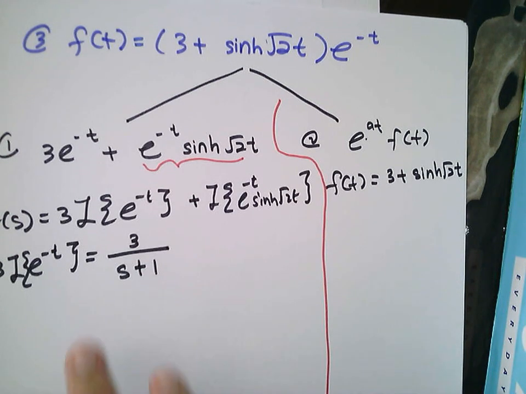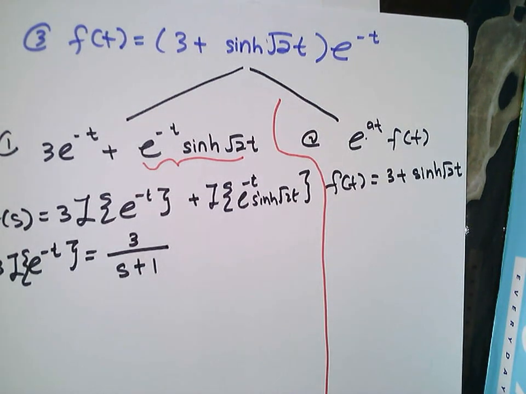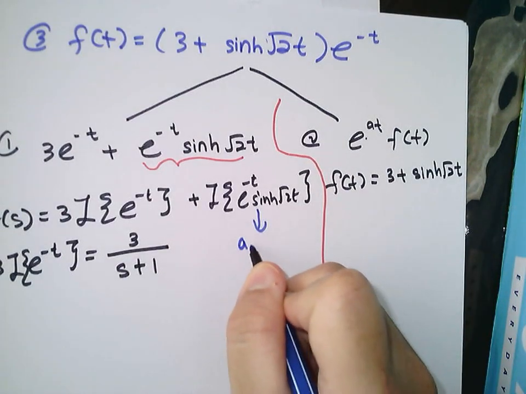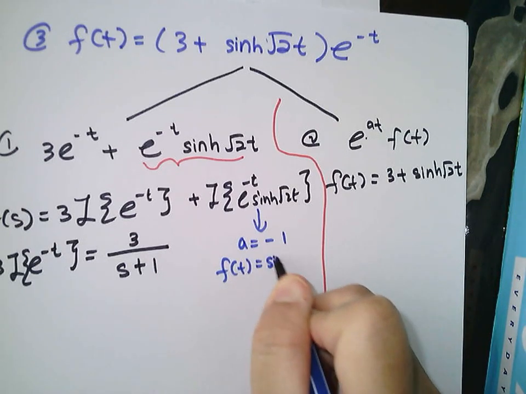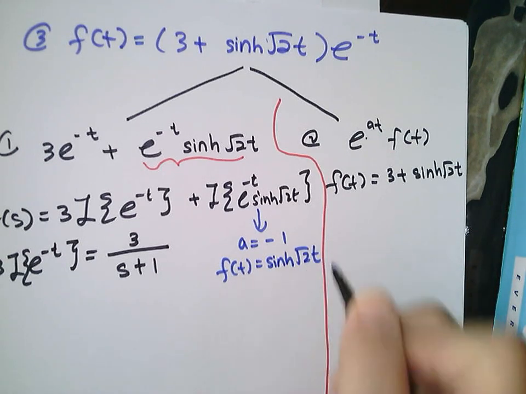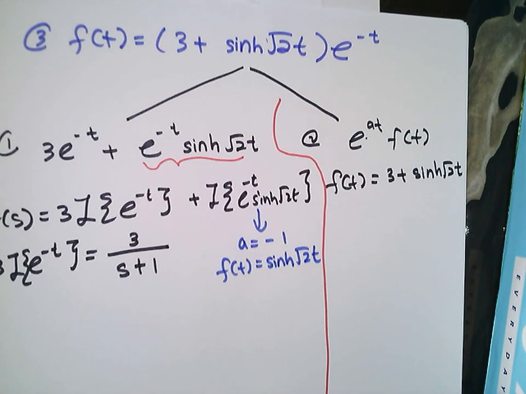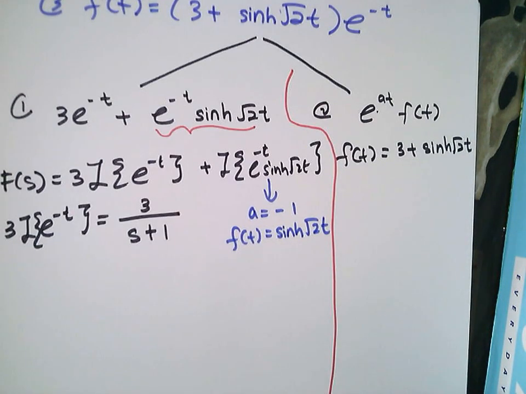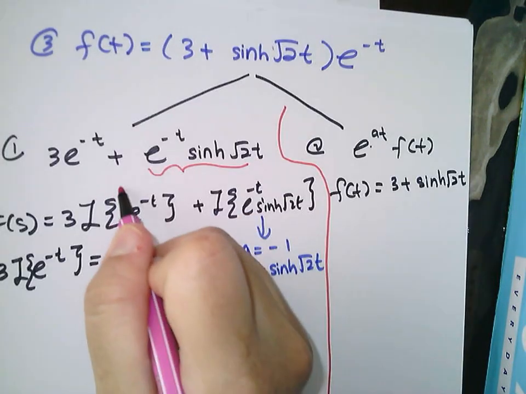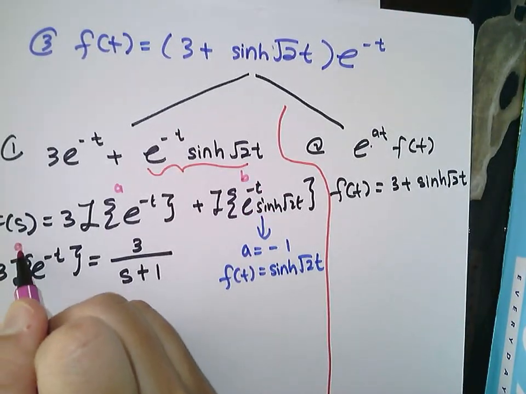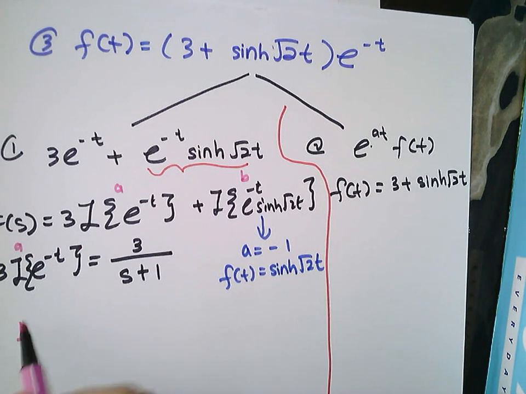Okay, but for this one you have to follow the previous step. So define your a. Your a is equal to negative 1. Your f(t) is equal to sinh(√2 t). So get the Laplace of this one. I label it as this is A and this is B. Okay, so this is your A solution. So this is your B solution.